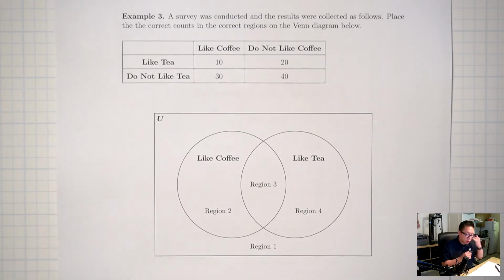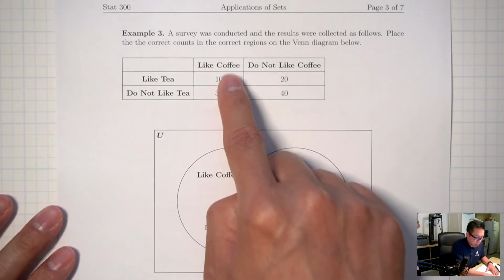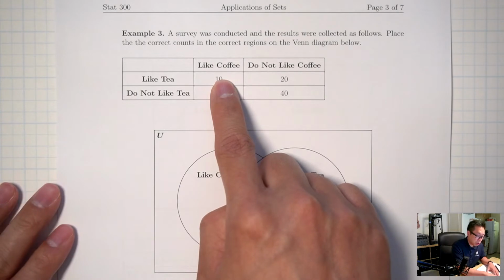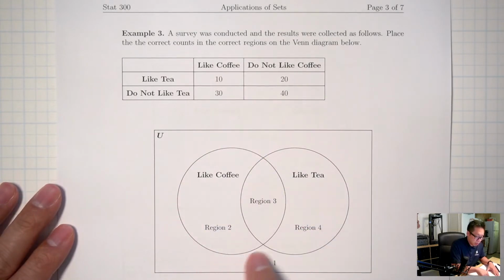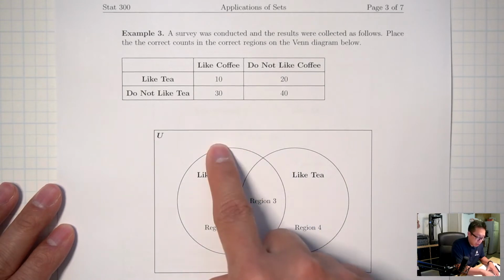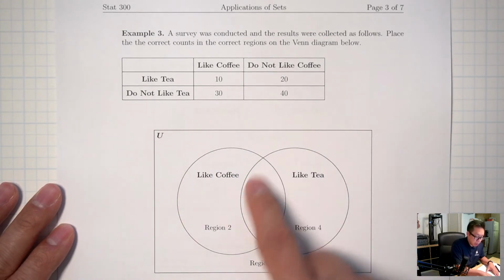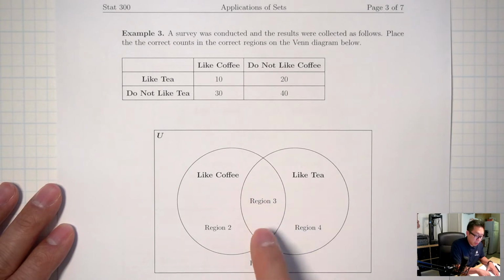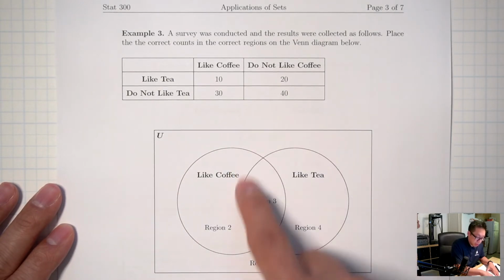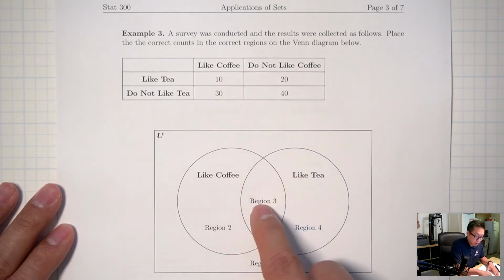Okay, so let's first start with the 10. These 10 people like coffee, at the same time, they like tea. So this 10 should go inside coffee, at the same time, inside tea. So what region is inside coffee, and at the same time, inside tea? That will be region 3, right? So region 3 is inside coffee, at the same time, inside tea. These 10 people should be in region 3.